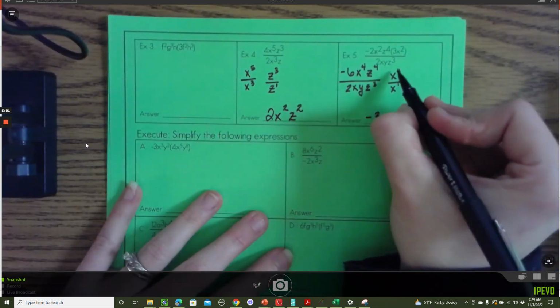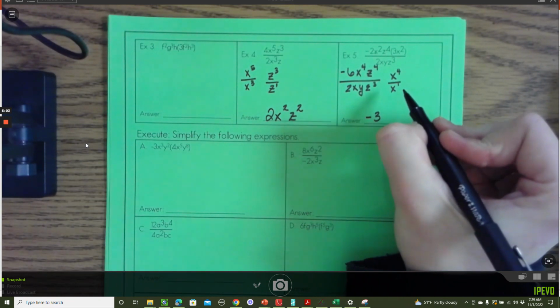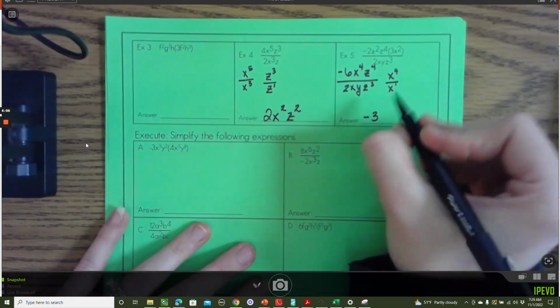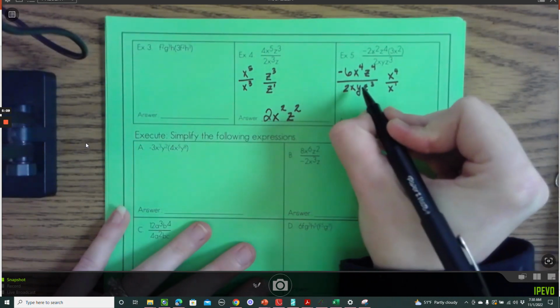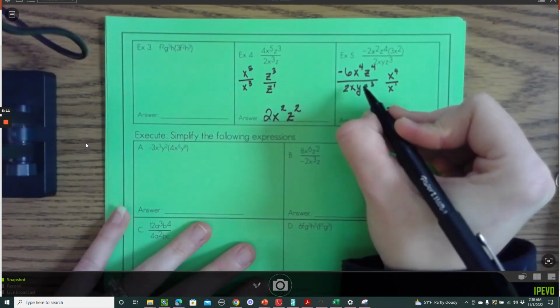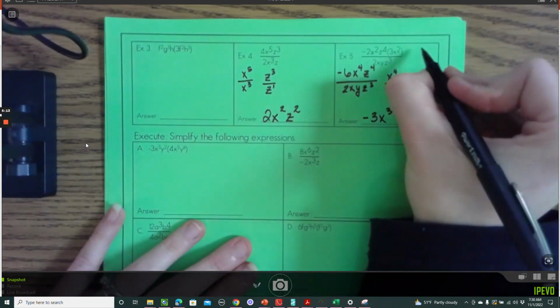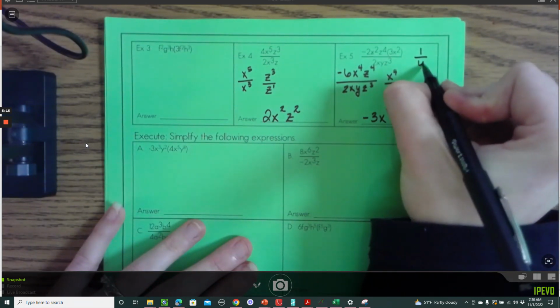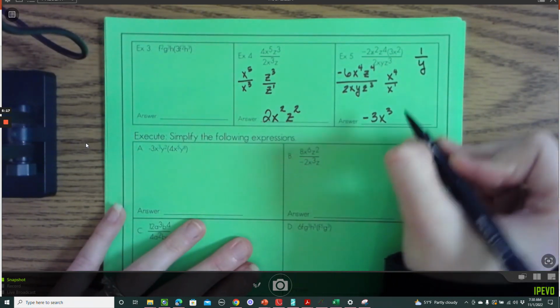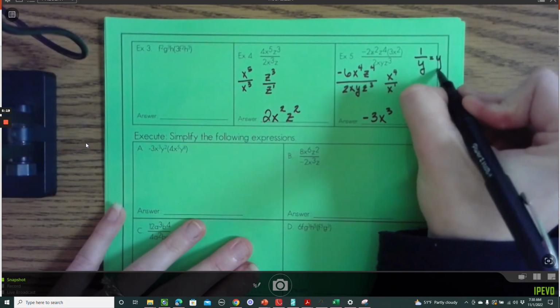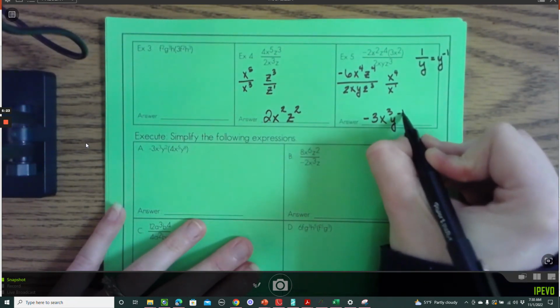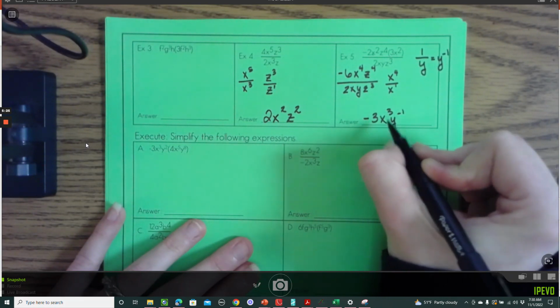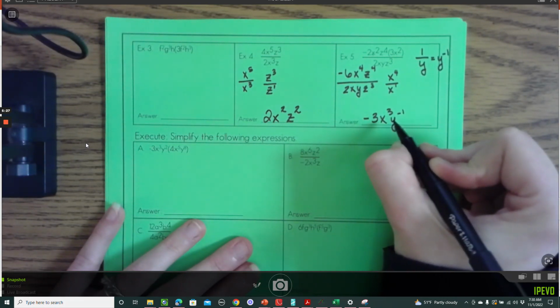So x to the fourth over x to the first, 4 minus 1 would give me x to the third. Now we've got a y. We've got a y on the bottom, but not one on the top. So anytime we have a fraction written like this, 1 over y, this equals y to the negative 1. So I can write that as y to the negative 1, but we try to avoid negative exponents. So I'm going to rewrite this here in a second.